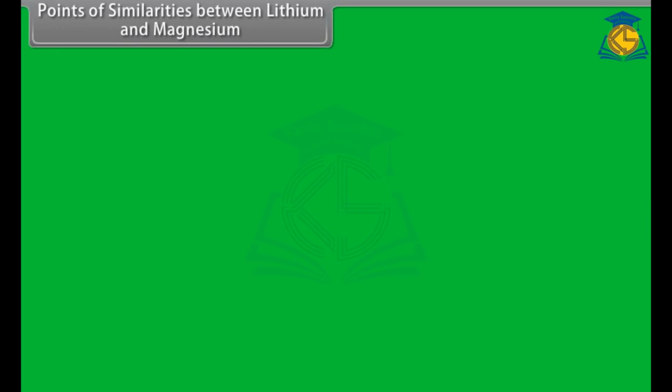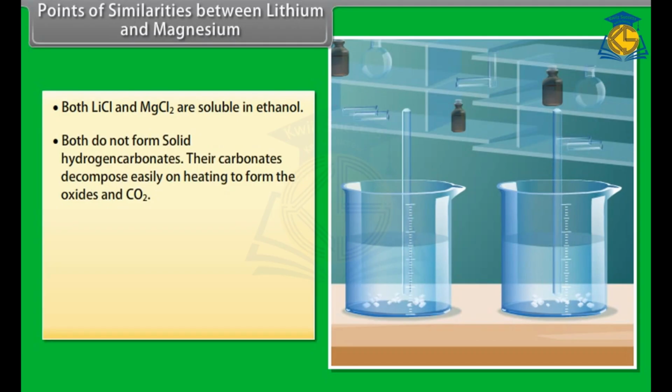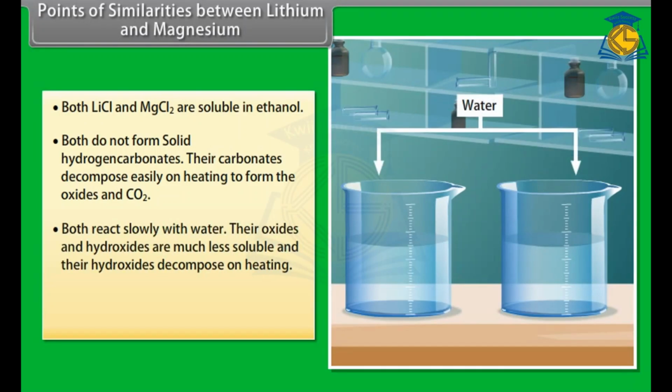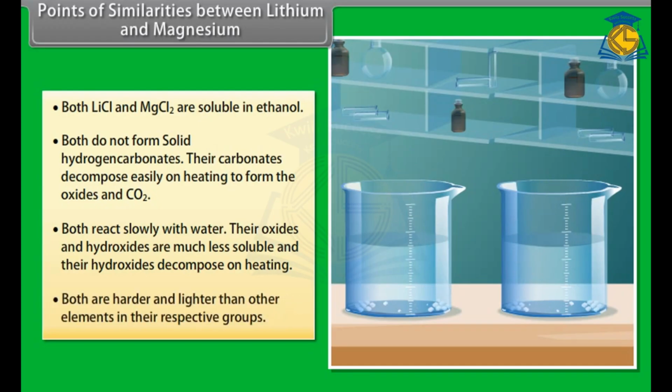Points of similarities between lithium and magnesium. Both LiCl and MgCl2 are soluble in ethanol. Both do not form solid hydrogen carbonates. Their carbonates decompose easily on heating to form the oxides and CO2. Both react slowly with water. Their oxides and hydroxides are much less soluble and the hydroxides decompose on heating. Both are harder and lighter than other elements in their respective groups.